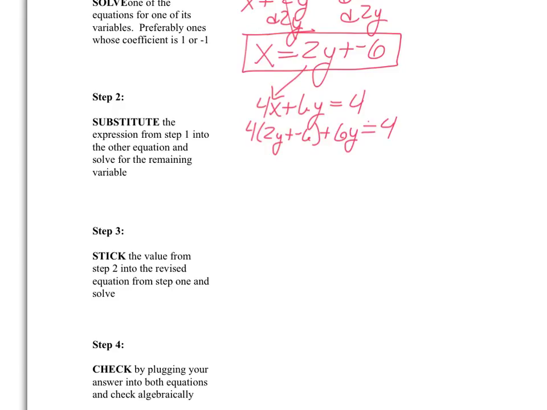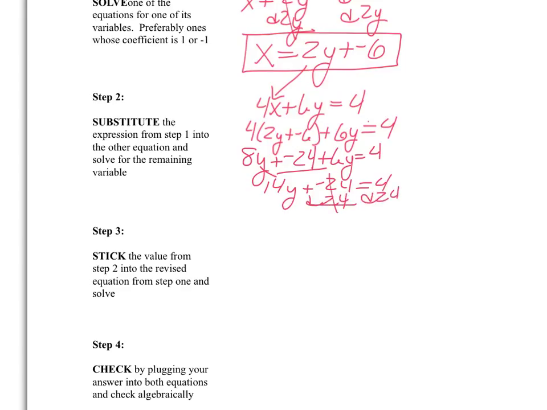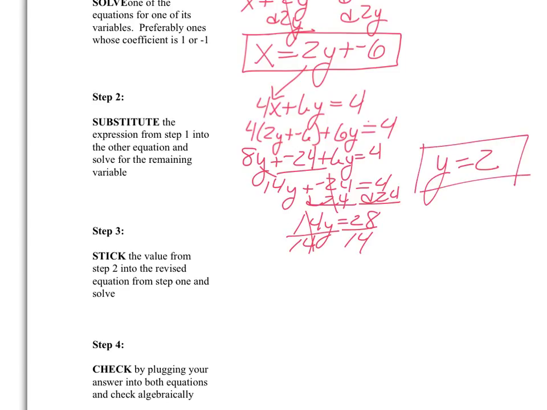Solve the equation. We're very, very good at solving equations at this point. Distribute through: 8y plus negative 24 plus 6y equals 4. Add my like terms. So 14y plus negative 24 equals 4. Add 24 to each side. And I get 14y equaling 28. Divide each side by 14 to get y by itself. And I get y equaling 2. I'm halfway there. I have half of my answer. Remember that your answers have to be x and y.